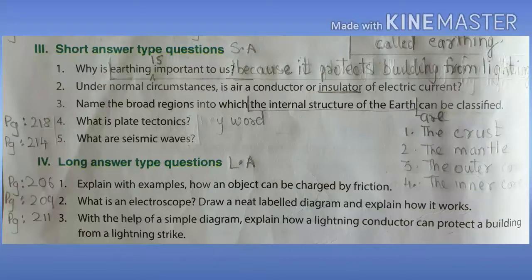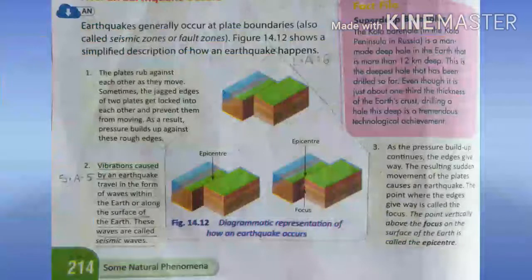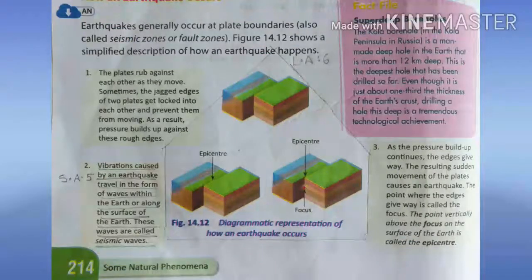Answer is on page number 214. What is the question? What are seismic waves? Answer is on page number 214. See the second point. The vibrations caused by the earthquake travel in the form of waves within the earth or along the surface of the earth. These waves are known as seismic waves. On page number 214, second point.